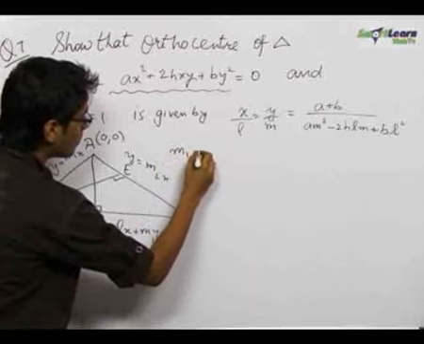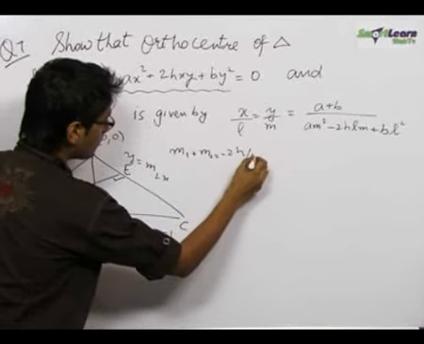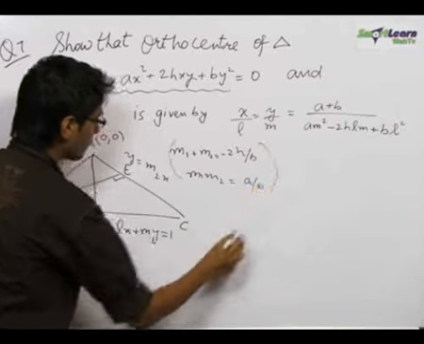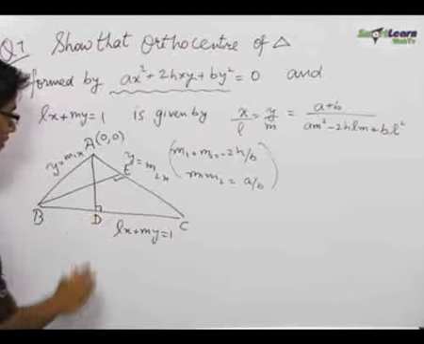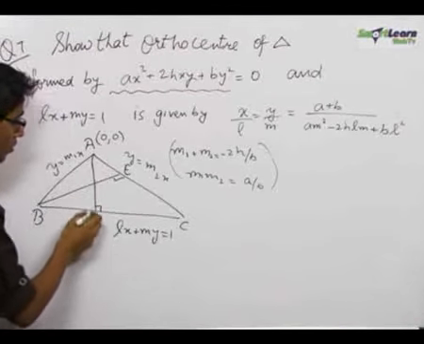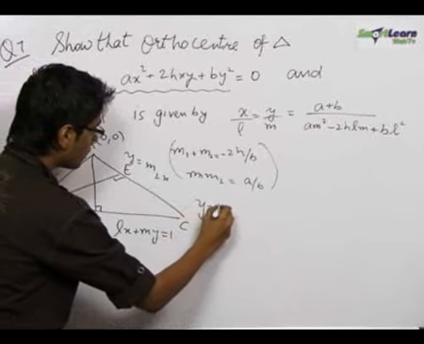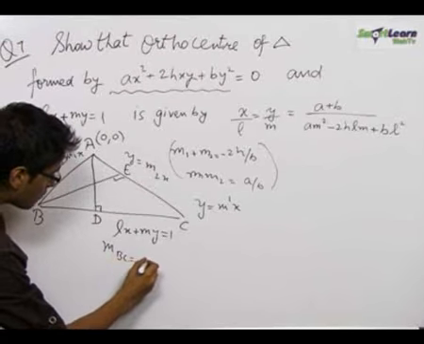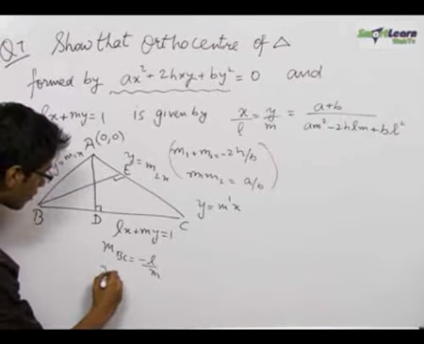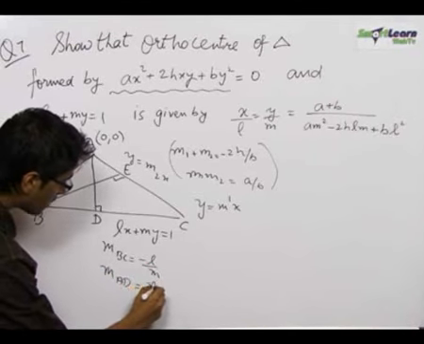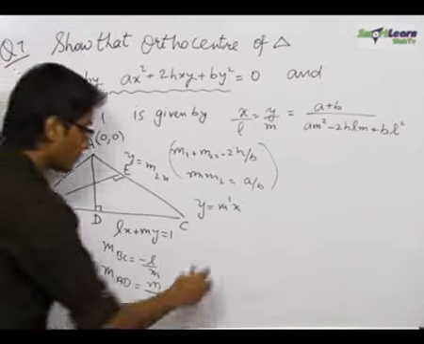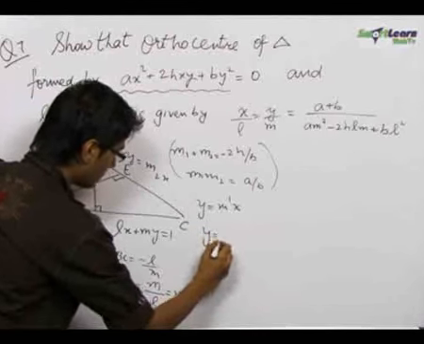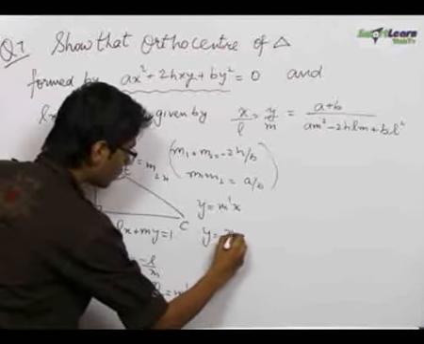Now we know that m1 plus m2 equals minus 2h upon b and m1 m2 equals a upon b. Now any line AD, or the altitude AD, passing through origin will have the equation y equals m dash x, and we know that the slope of BC is given by minus L upon m. So the slope of AD, which is perpendicular to BC, will be the negative reciprocal, equal to m by L. So putting the value of m dash as m by L, we get the equation of AD as y equals mx by L.